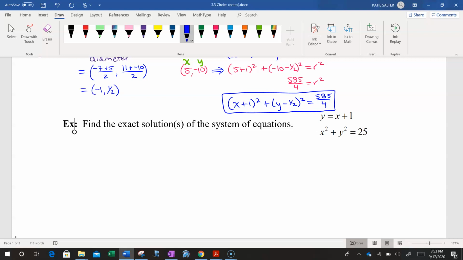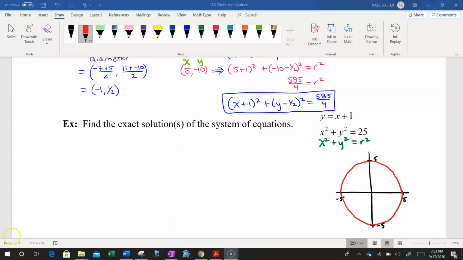Anytime you just see x squared or y squared, it means that the h and k values were 0. So if we sketch what this might look like, we have a circle with a center at the origin, and it has a radius of 5, because remember, you have to take the square root. This is equal to r squared. So this circle is in the form x² + y² = r², and any circle centered at the origin will have that form. It looks something like this.